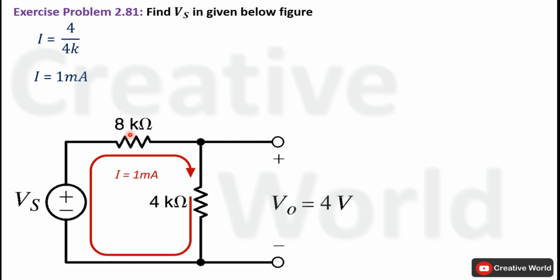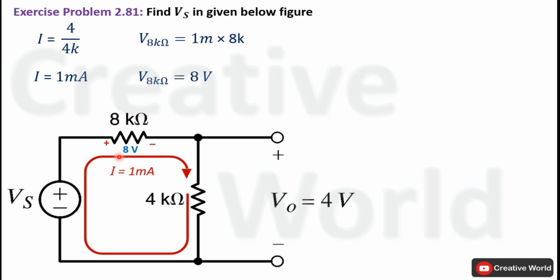Now calculate the voltage across the 8 kilo ohm resistance because the current through it is calculated. Voltage of 8 kilo ohm will be the product of 1 milliampere and 8 kilo ohm. Milli will cancel out with K, only 1 and 8 will be left, and the product of 1 and 8 will be 8 volt. So 8 volt will appear across this 8 kilo ohm resistance, and the polarity of voltage will be positive terminal here and negative terminal here, because current entering terminals are taken with positive sign and current leaving terminals are taken with negative sign.